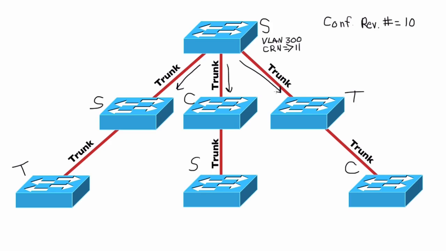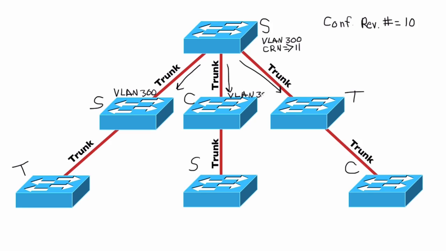They're going to see this advertisement, and the server and the client specifically are going to say, is this configuration revision number of 11 greater than my configuration revision number of 10? Yes, it is. Based on that, I'm going to update my local VLAN database based on this advertisement. What is that update? That update is the creation of VLAN 300 on these two switches.